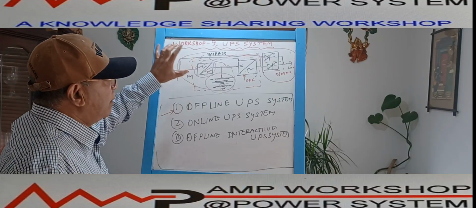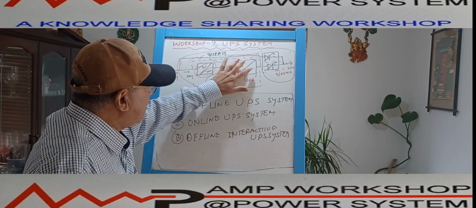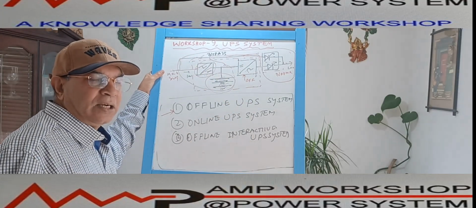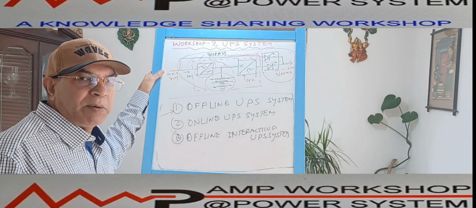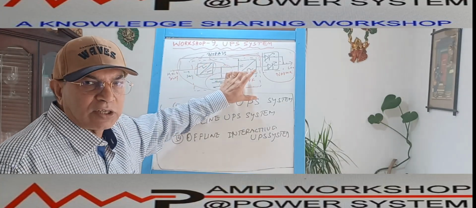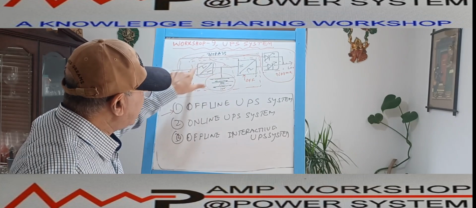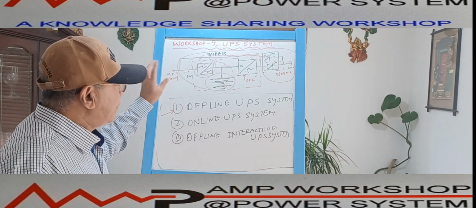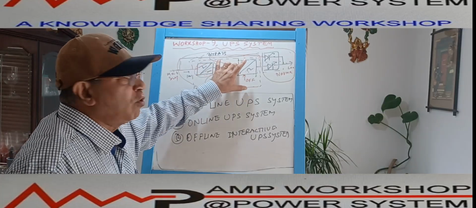Advantage of this is that the inverter is not always connected. So the inverter operation time will be very less, and the battery is not subjected to continuous discharge, so the UPS system life will be very high. If it is 10 years, it may go to 15 years.